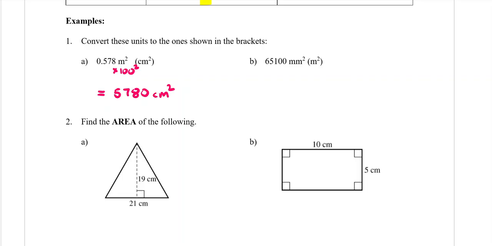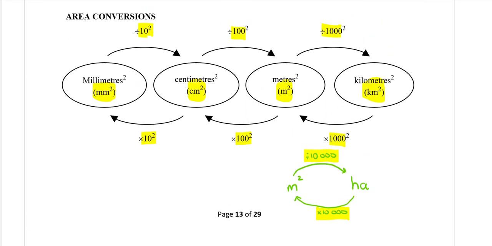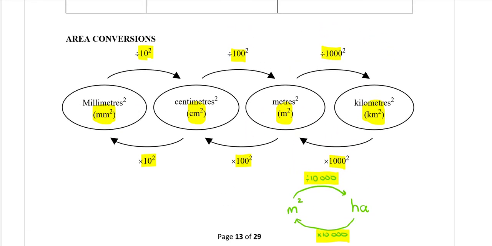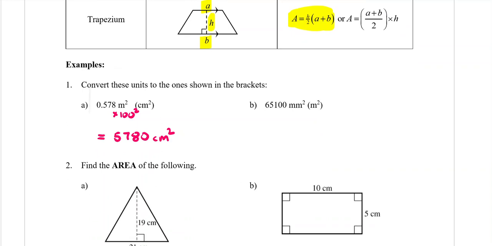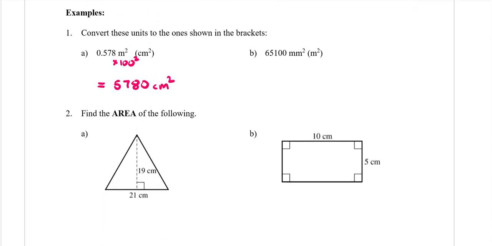Question B. We want to go from millimeters squared to meters squared. That's going to be two jumps. If we look back at our diagram, millimeters squared is here, and we want to have to go through centimeters to get over to the meters. So we need to divide by 10 squared and then divide by 100 squared.